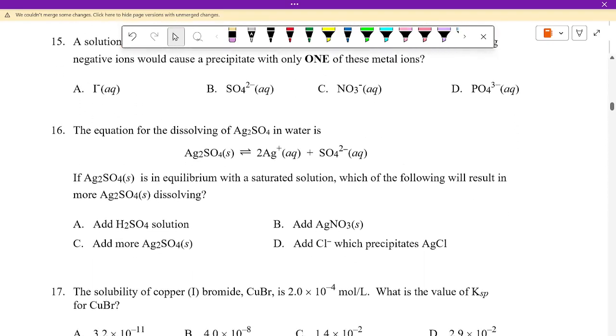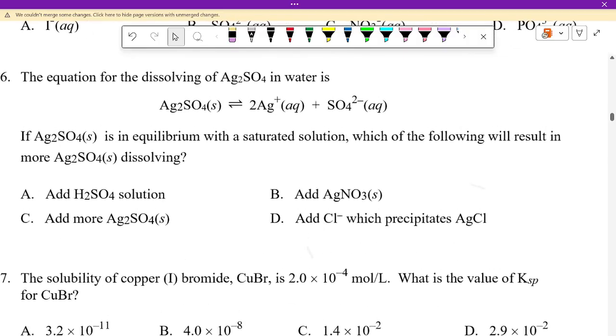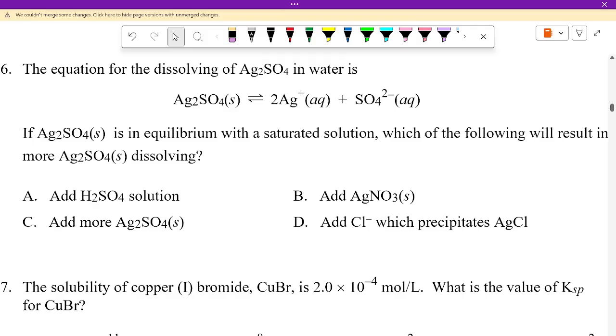And number 16, did you say? I think it's probably the same. No, maybe not. Let's take a look. We want to have more dissolve, so it will not be the common ion. It will not be adding the solid because that just gives you a bigger pile of solid. What would that do to the rate of the forward reaction, of the dissolving reaction?